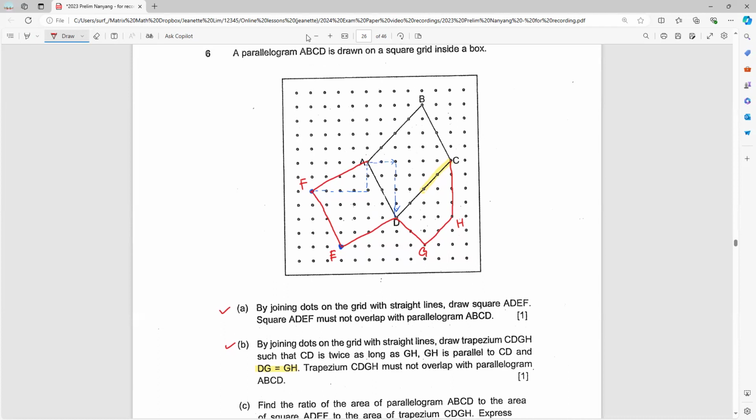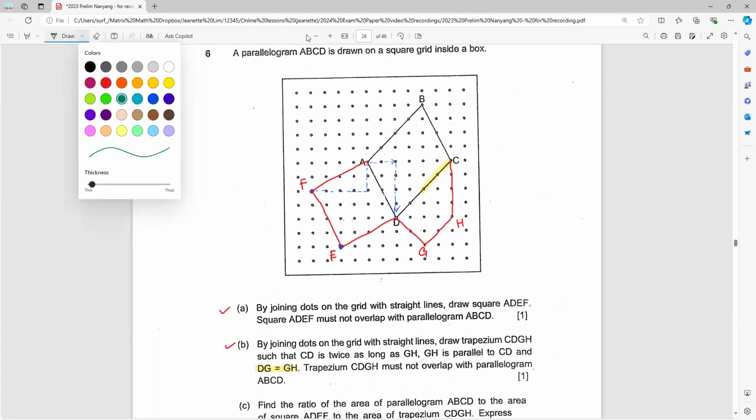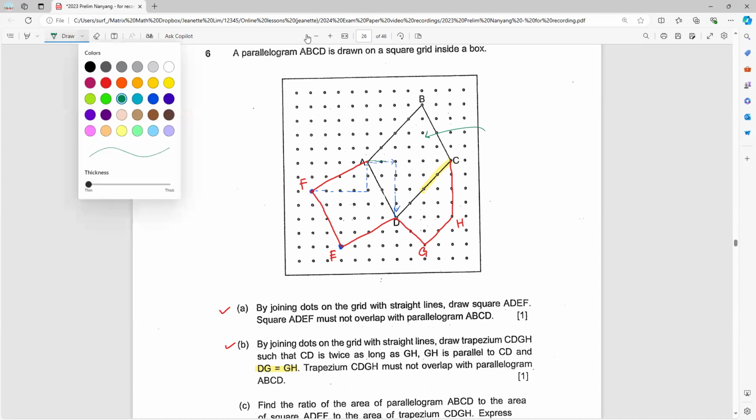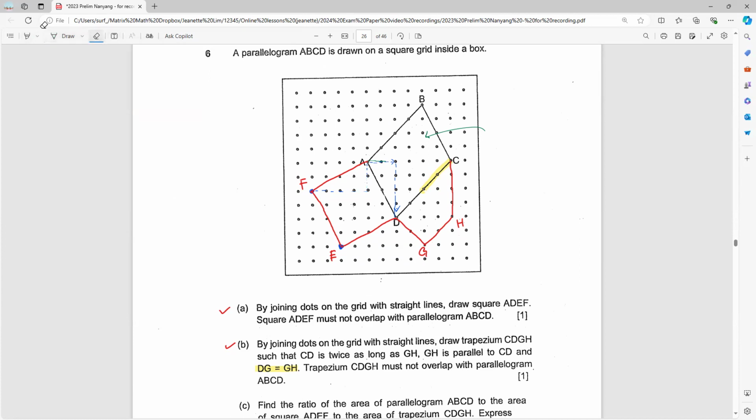okay, let me use a different color. For the parallelogram, now take note that you shouldn't be using the diagonals, you should be using the horizontals and verticals. So, okay, let me erase this first.